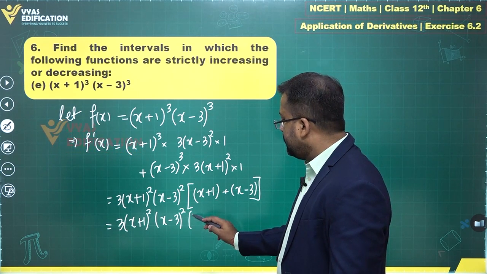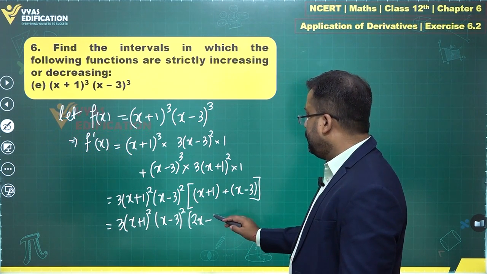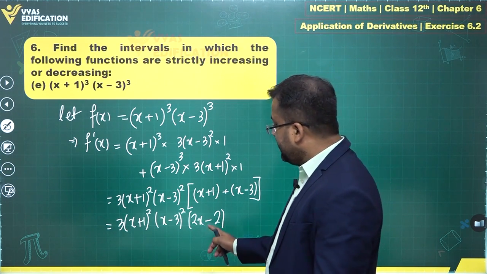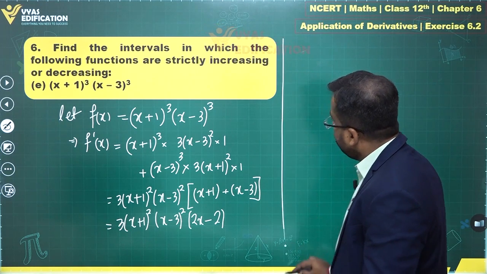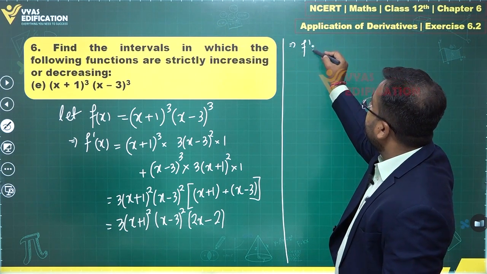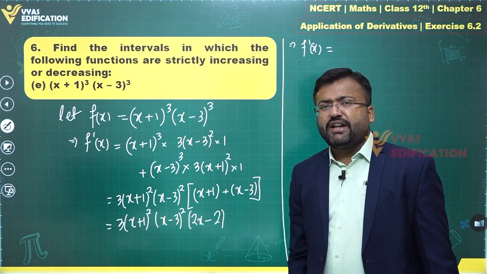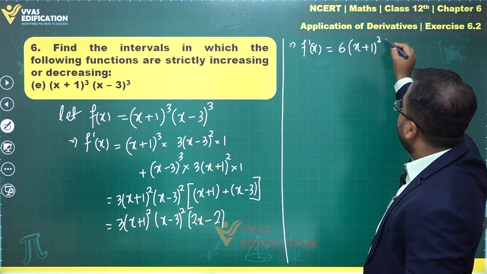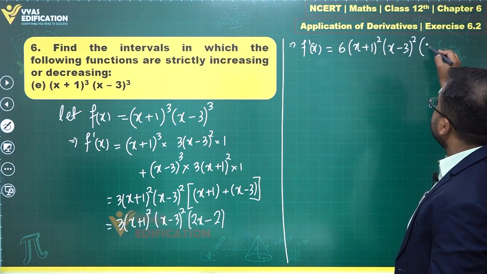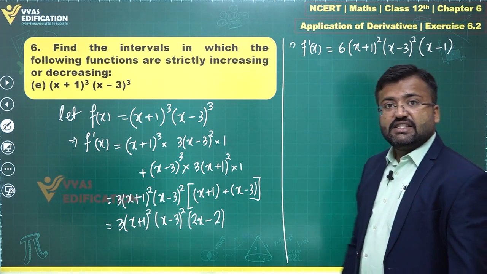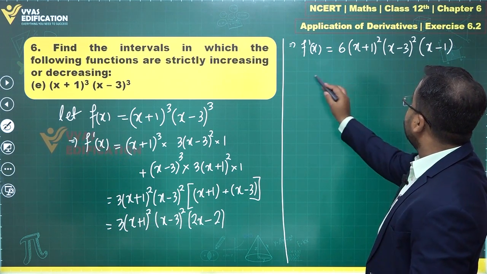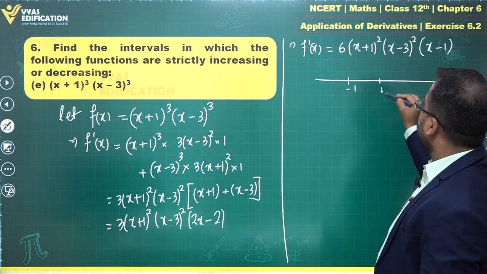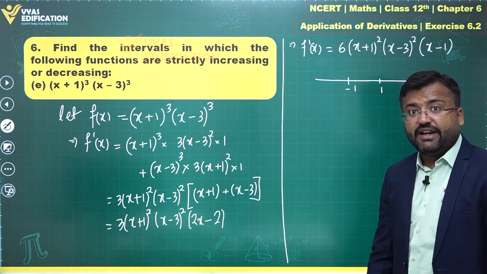And what will this be? This is 2x minus 2, is it? Yes. This is 2x minus 2. Can it be factorized further? Yes, we can factorize this further by taking out 2 common, and therefore f prime x will be equal to, 3 times 2 becomes 6, and this is (x plus 1) whole square, (x minus 3) whole square times (x minus 1). Yes, is that so? Yes. And now the critical points will be 1, 3 and minus 1. Minus 1, 1 and 3 marked on the number line in this manner, right?